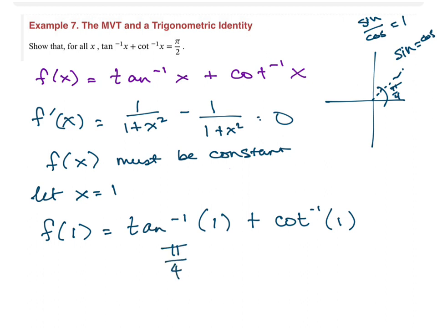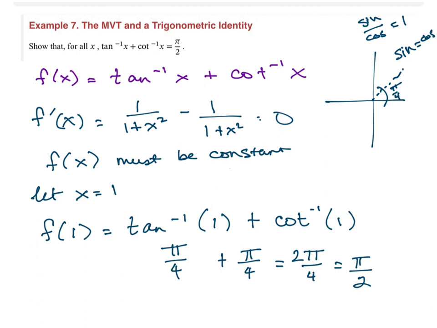What's cotangent? Cotangent is the ratio of cosine over sine. So when would cosine over sine be 1? Still pi over 4. Also at pi over 4. Well, pi over 4 plus pi over 4 is? Well, how about 2 pi over 4? Which makes pi over 2. A quarter and a quarter makes a half pi. And that's what the question asked.